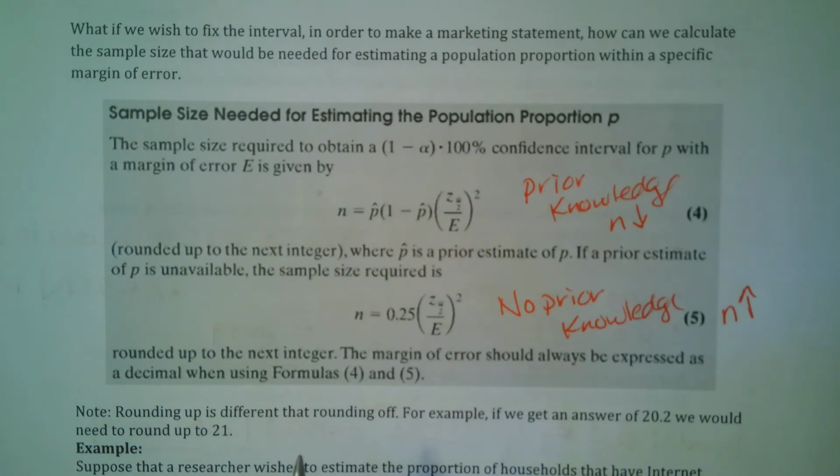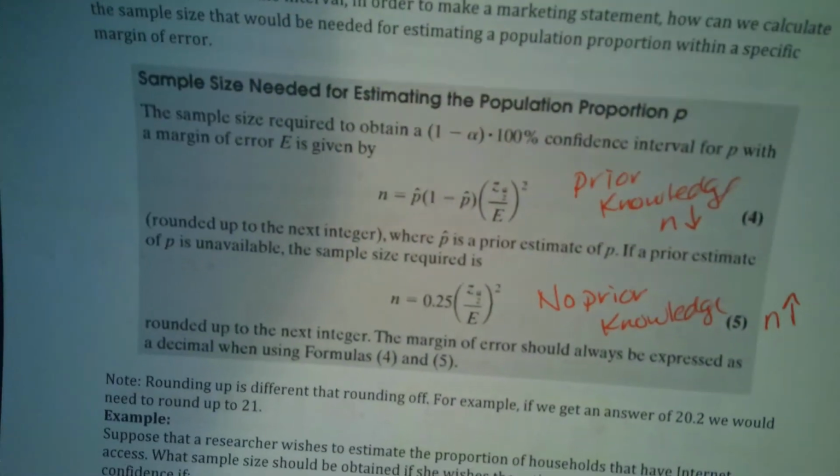So also note in the bottom, it says when rounding, always round up. Okay, so if we're talking about how many people do we need in order to make a statement, we're always going to round up. We're always going to be conservative. We want to make sure we absolutely have enough people in our sample. Never round down, because then that might not be enough people in your sample.